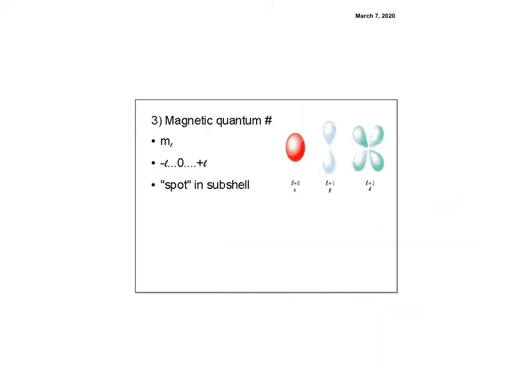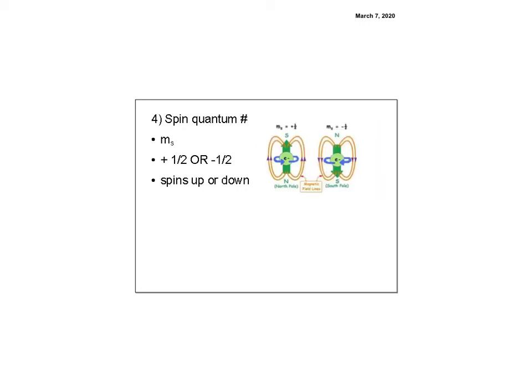And then you have the magnetic quantum number, which is the spot that it can be in. So it can be at negative L, 0, or positive L. So in an S, there's only a 0, right? And here, that's why you have a 0, 1, and then the other one would be negative 1, and the other one would be positive 1, right? And so forth. So it's a spot that it can be in. And then we have the spin quantum number, so it either spins up or it spins down. Those are our choices. So when it's in the same spot, it's either up or down.